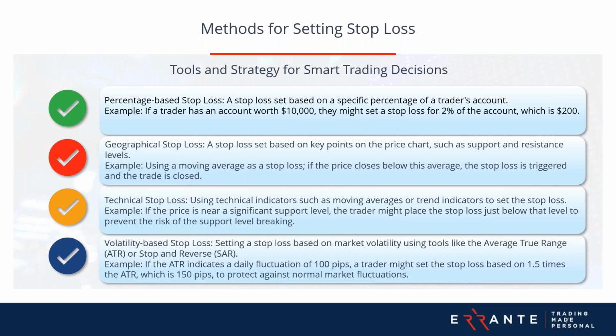We have the volatility based stop loss, which uses market volatility to determine where to set the stop loss. A popular tool for this method is the average true range, or ATR, which measures the average market volatility over a specified period of time. Suppose the ATR is 100 pips, you might set your stop loss at 1.5 times the ATR, or 150 pips away from the current price or from your entry point. This method is particularly useful in highly volatile markets to avoid being stopped out prematurely by normal price fluctuations.